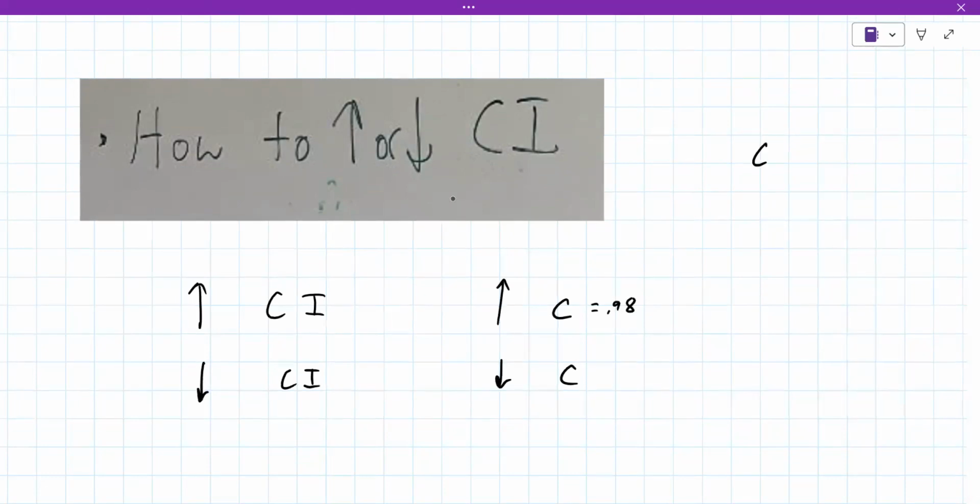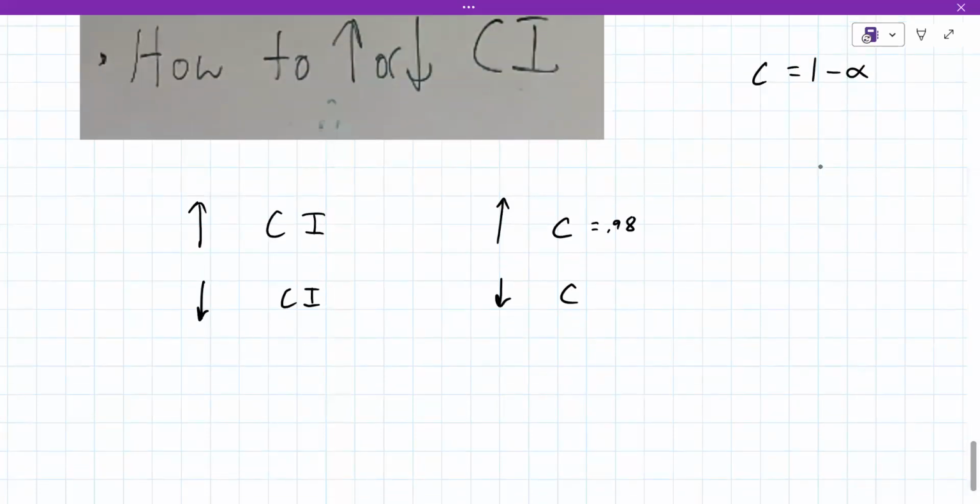Now I wrote earlier that C is equal to 1 minus alpha. So there's a relationship to that, but I don't think you guys talk too much about that. The other thing that causes the confidence interval to change is sample size N.